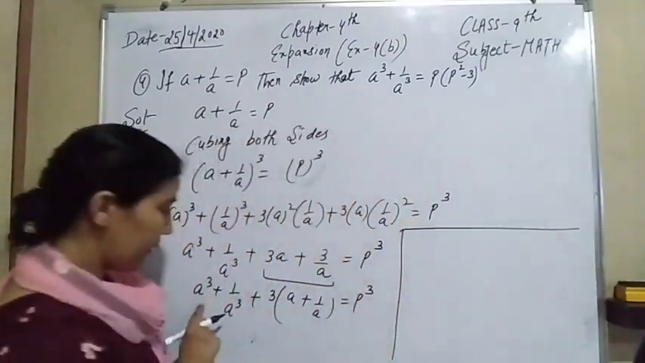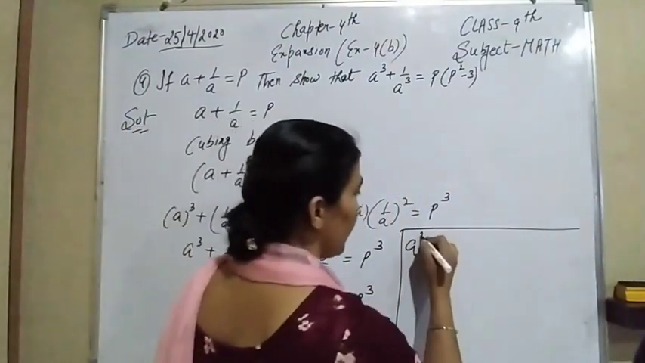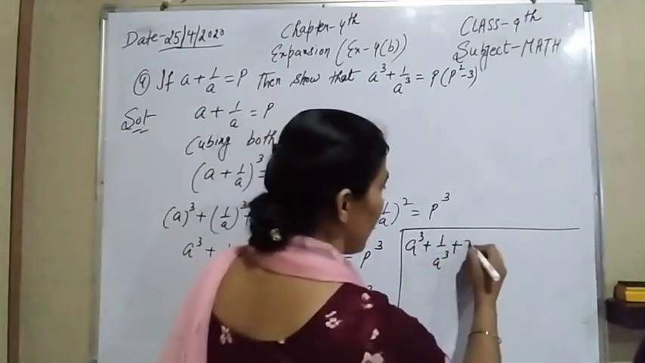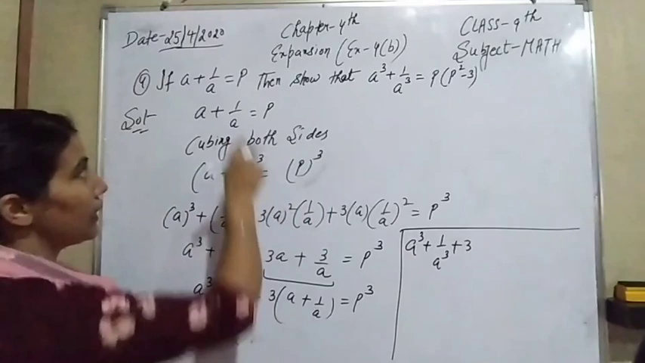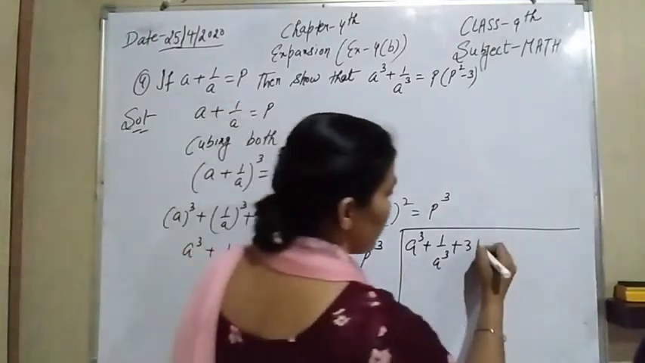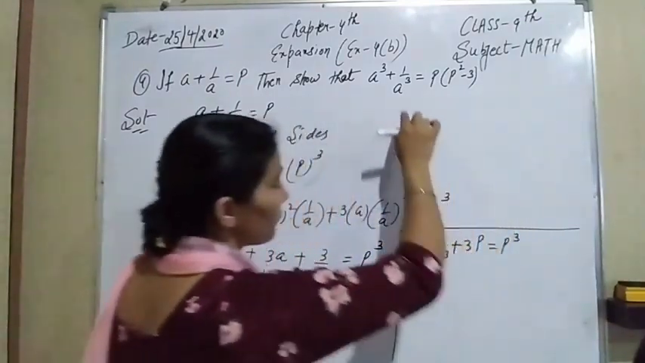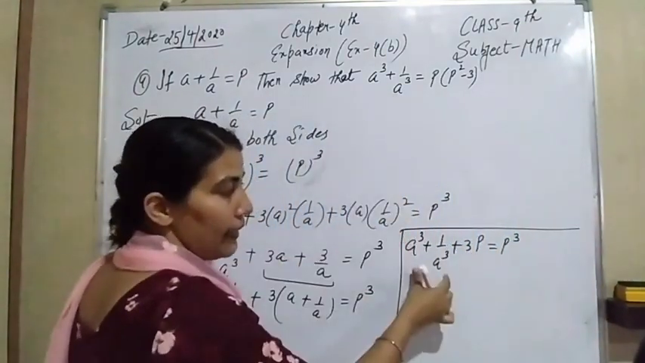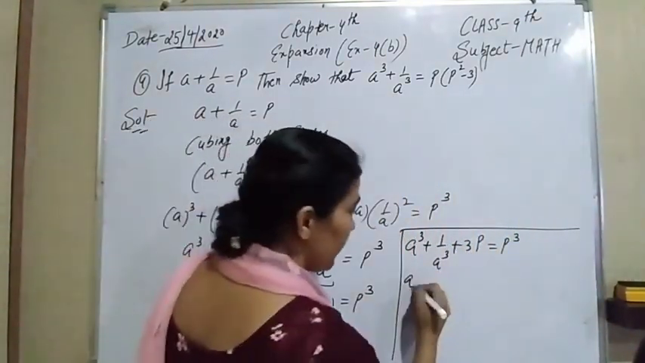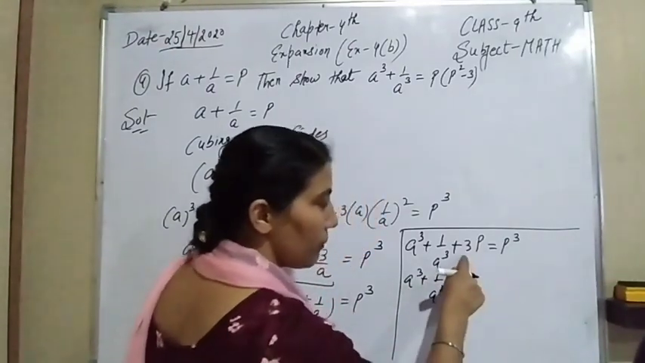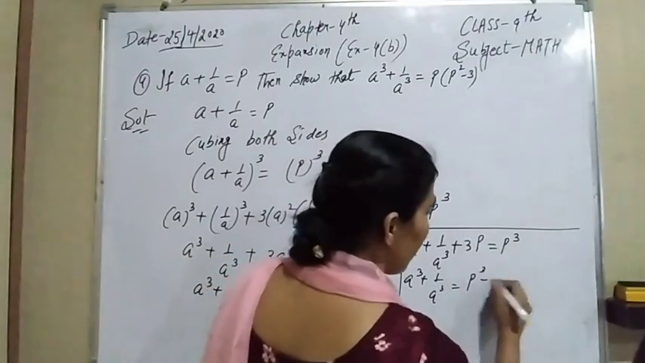Now here is a cube plus 1 over a cube plus 3 as it is, and the value of a plus 1 over a is p. That means 3p is equal to p cube. Now on the left side only a cube plus 1 over a cube is there. That means keep a cube plus 1 over a cube on the left side, and shift the rest to the right side. This is plus, so on the right side it is minus 3p.